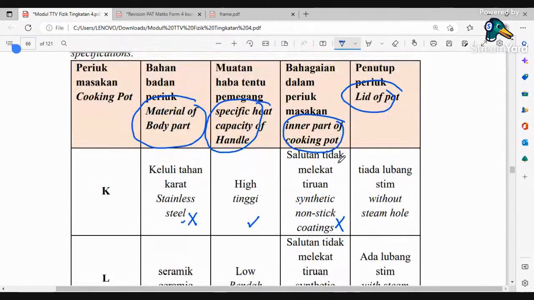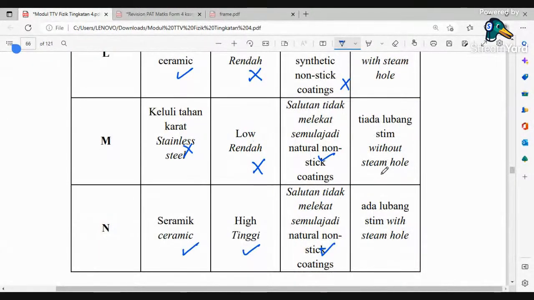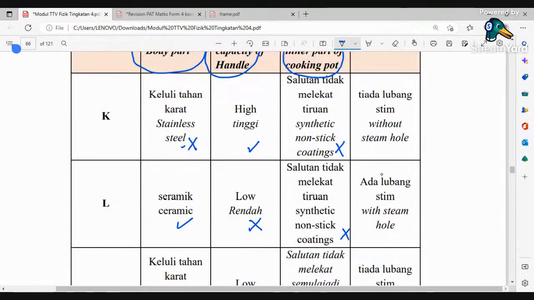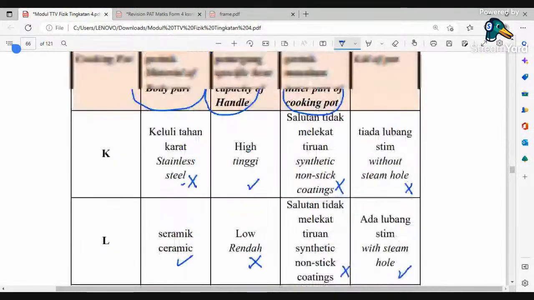And then the lid of the pot, is it without hole or with hole? Okay, so we take the one with a hole. During cooking, when you close it, why? We want to release some of the pressure. Otherwise it will jump or even explode. Okay yes, so there must be a steam hole. This is not a pressure cooker. There must be a steam hole.